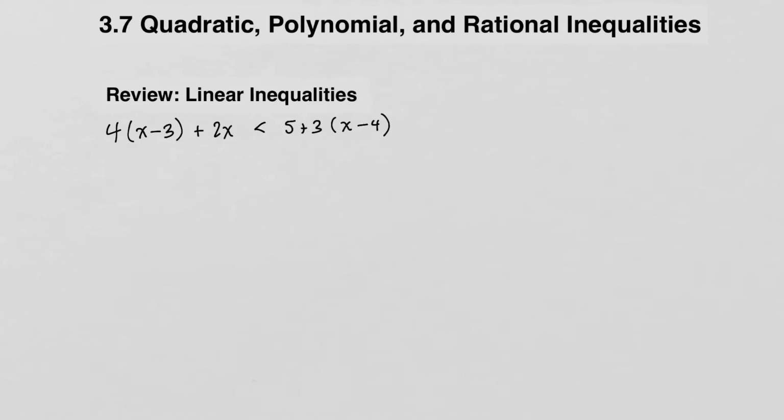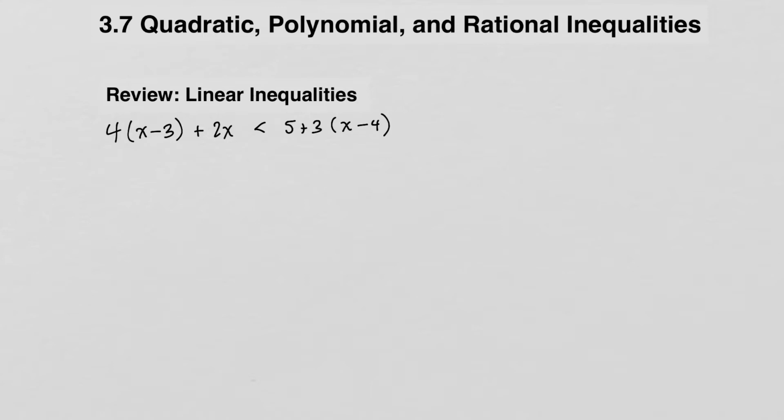In section 3.7, we look at quadratic, polynomial, and rational inequalities. But first, let's review linear inequalities. Consider the example here. First of all, how do you know this is a linear inequality? Well, the answer is that every variable x is raised to the first power. And even when we multiply everything out, x will still only be raised to the first power.